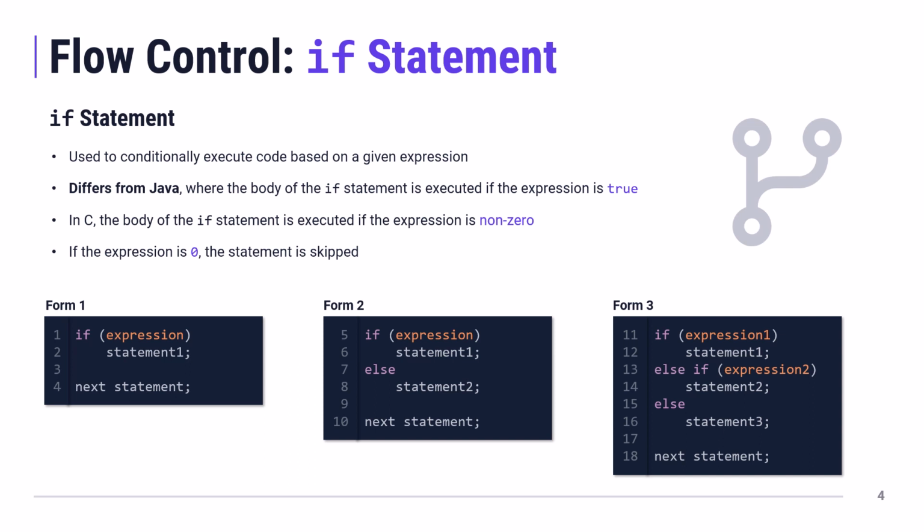And then form 3, again, if else. You guys have probably seen this. We test expression 1. If it's non-zero, execute statement 1. Otherwise, test expression 2. If it's non-zero, execute statement 2. Otherwise, execute statement 3. And then proceed with the next statement.